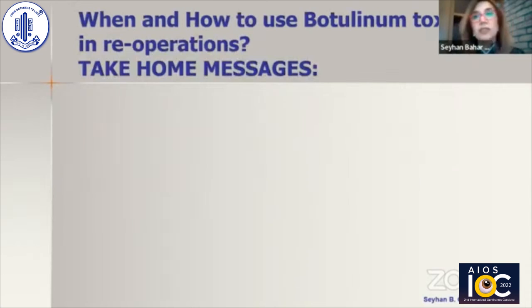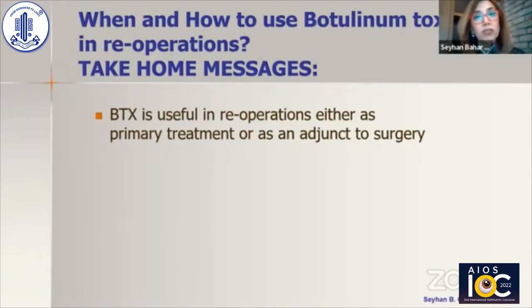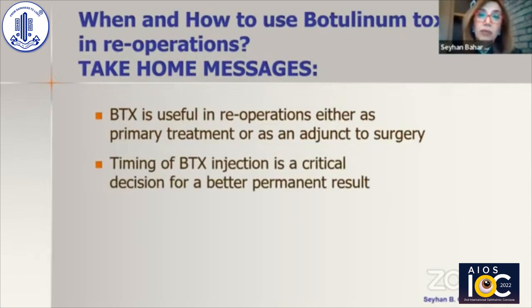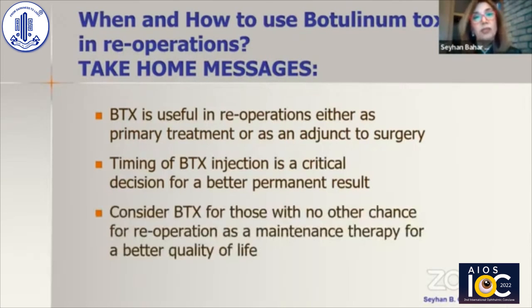So the take-home messages are: toxin is useful in reoperations, either as primary treatment or as an adjunct to surgery. And timing of botulinum toxin injection is a critical decision for a better permanent result. And consider toxin for those with no other chance for reoperations as a maintenance therapy for a better quality of life for those who had multiple previous surgeries.